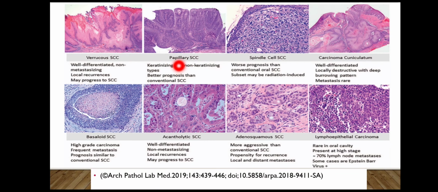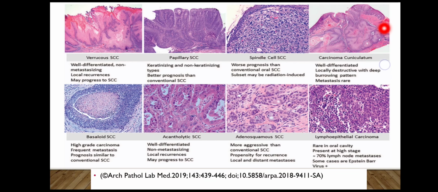Papillary squamous cell carcinoma has papillary fronds along with all the other features of squamous cell carcinoma. It might be keratinizing or non-keratinizing type. It has a better prognosis than conventional squamous cell carcinoma. Spindle cell carcinoma, as I said, shows spindling in a sarcomatoid pattern. This has a very bad prognosis, and radiation induced tumors might be the cause.